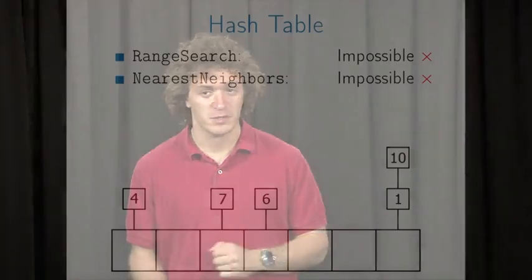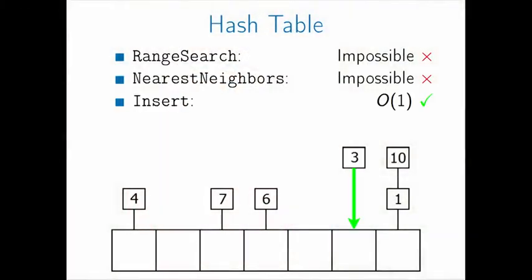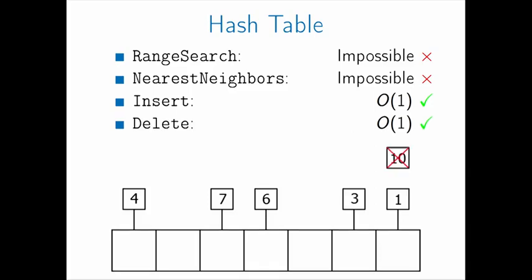Similarly, nearest neighbors is not really a thing you can do with hash tables. But they are good at insert. Insertion into a hash table is O(1), as is deletion. But the searching aspect doesn't work here. So maybe we need something else.